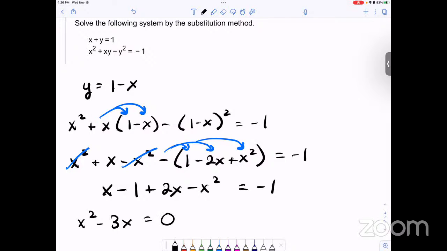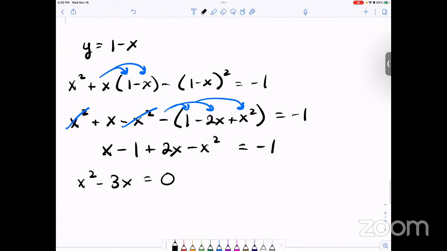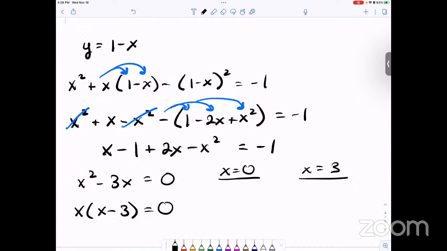So then if we factor, we'll get x times x minus 3 equals 0. So then we'll get a couple of solutions. We'll get x equals 0, and x equals 3. We need to find the corresponding y. So when x is 0, y is 1. When x is 3, y is -2. So then I claim that the solutions to the system are (0, 1) and (3, -2).